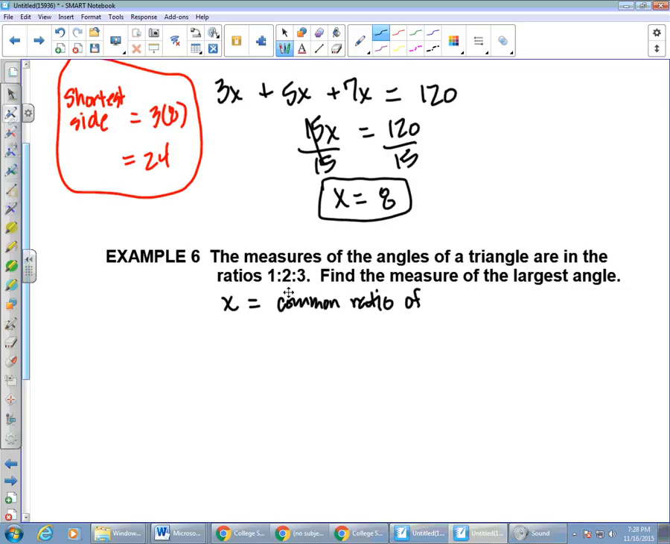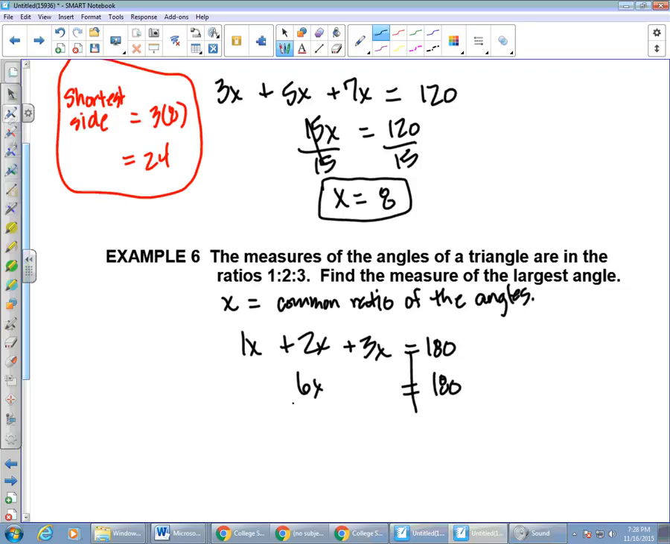There's some number x that I can multiply each one of these numbers by that's going to add up to 180. You might be asking where I got 180 from. Remember, how many degrees does a triangle have? A triangle has 180 degrees. So we know that 1x plus 2x plus 3x is equal to 180. So 6x equals 180. We divide both sides by 6, and the common ratio we're looking for here is 30 degrees.